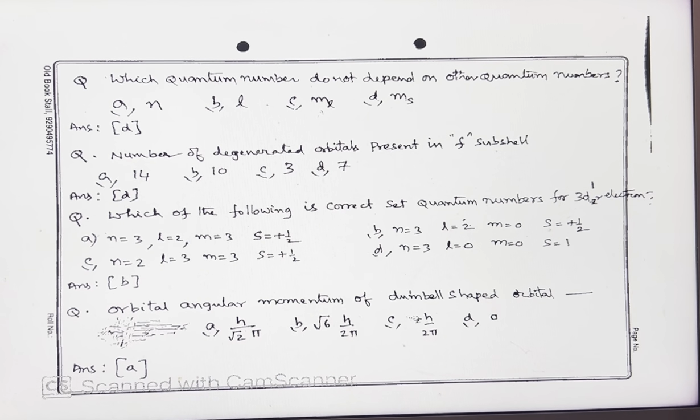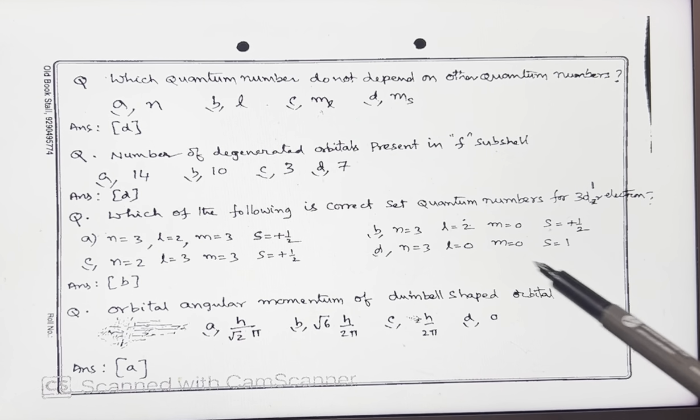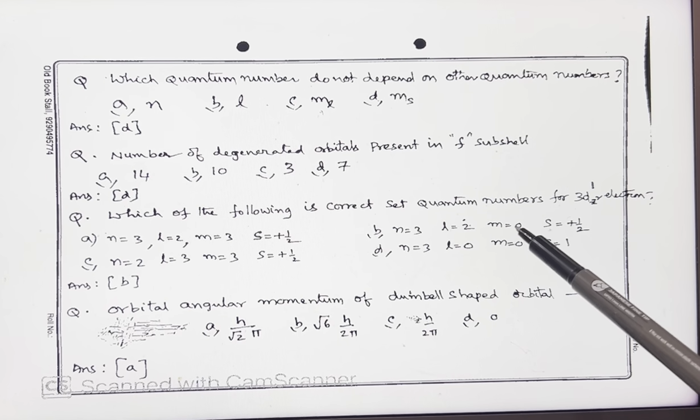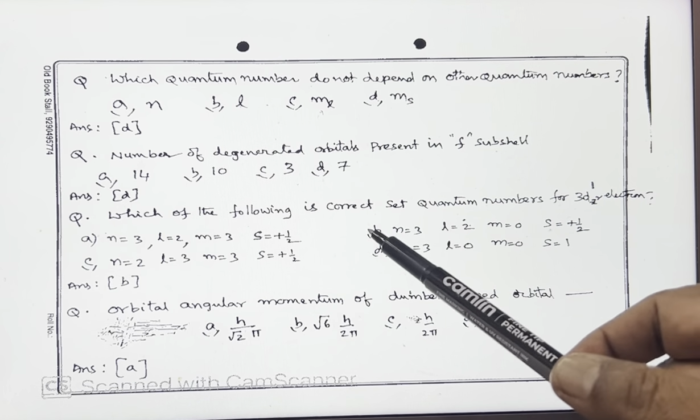Which one of the following is the correct set for 3d z square 1? It was already explained. N is equal to 3, d orbital so L is equal to 2, and it is dz square, so m is equal to 0. With only one electron, not 2, it is a plus half, clockwise direction. If 2 electrons are there, the second electron will be anticlockwise in the same dz square orbital, and you can write minus half. So, for 3d z square 1, the first electron's spin quantum number is plus half, clockwise in direction, denoted by an upward arrow. So, understand? B is the correct one.